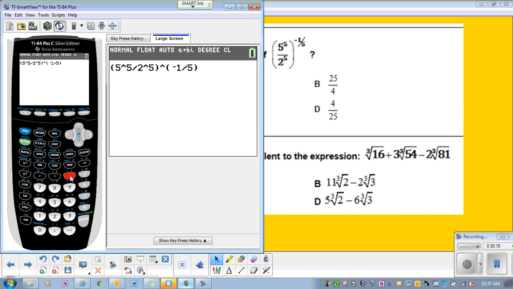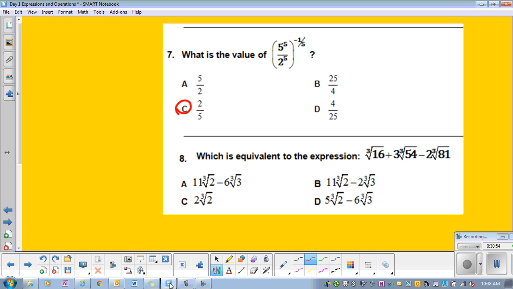Well, because your calculator's fancy and it jumps it up. Yeah, that's what mine says. If your calculator is fancy and has math type and it bumps it up, you don't need to put parentheses. But if yours is basic and it looks like mine, you have to. Enter. Just 0.4, but then go to math, enter, and you get 2 fifths. So 2 fifths for that one. Is that C? Yes. Good job.